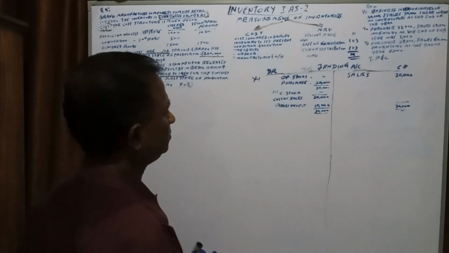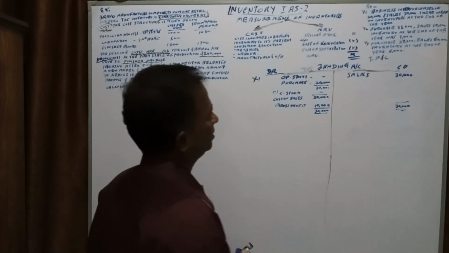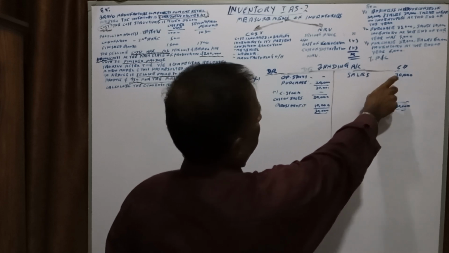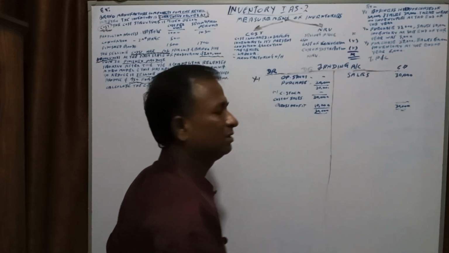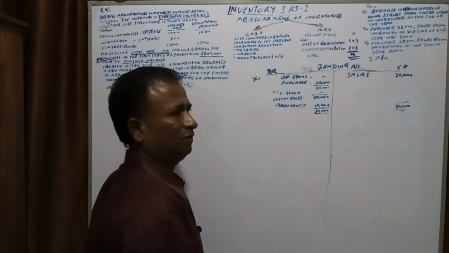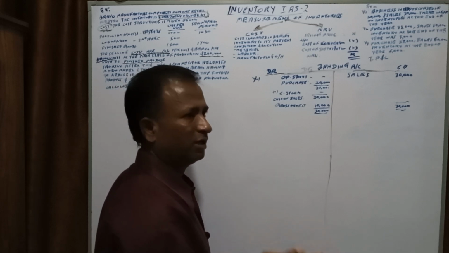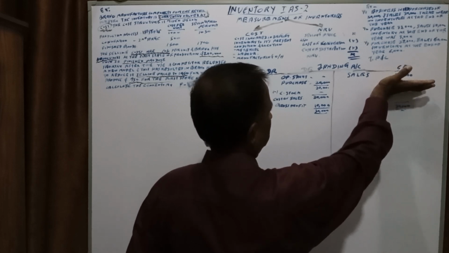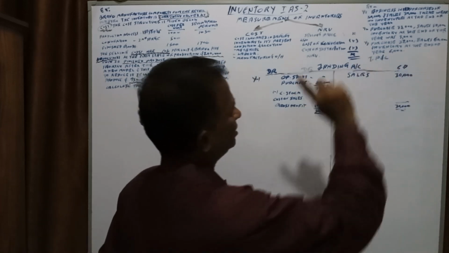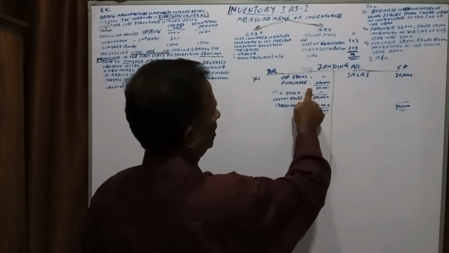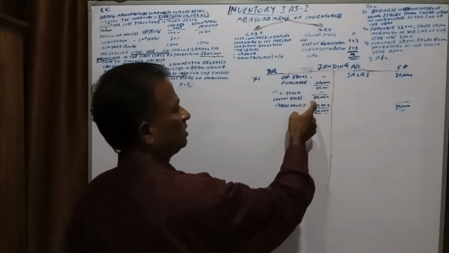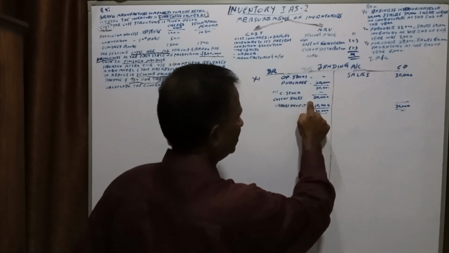In year one, they say the sales made were 30,000. Sales is credited, so sales will have a credit balance that will be transferred to the trading account, 30,000. Purchases 20,000. Purchases we have made 20,000. There is no opening stock, there is no closing stock.